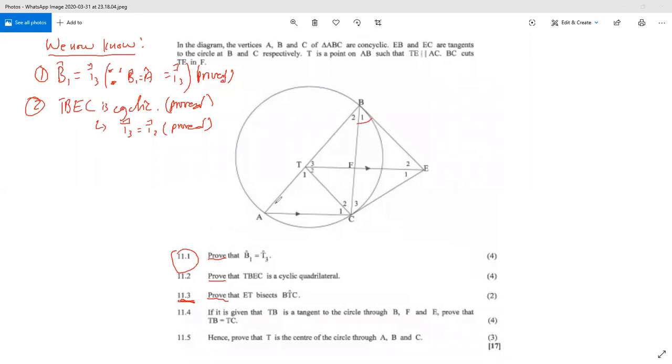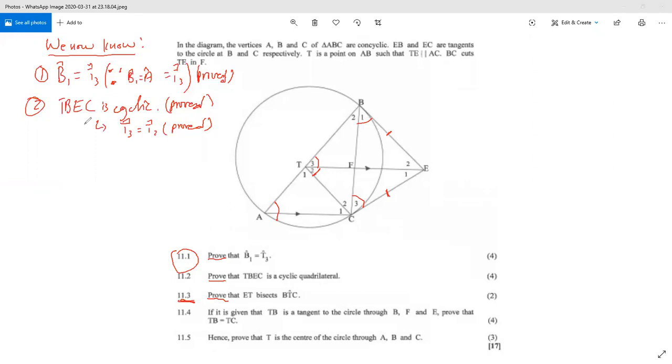B1 is A by tan chord, which is equal to T3, corresponding. This also tan chord should be A. And also, we've got an isosceles triangle, so those should also be the same. We also established then that T3 is equal to T2 as we were proving the fact that TBEC is cyclic.